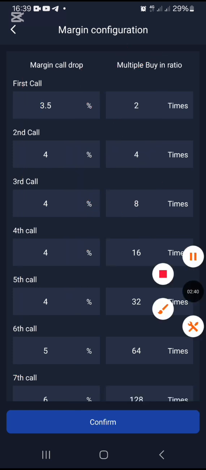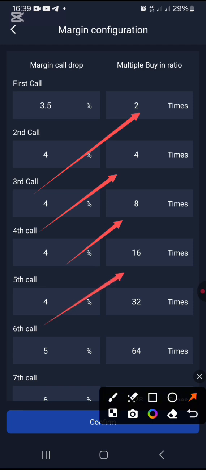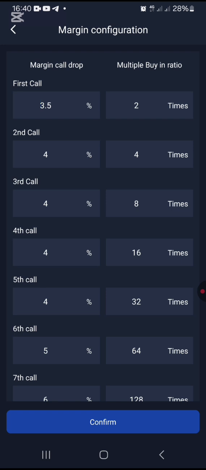And when you change to this side of the multiple buying ratios, you can see that it is a 2, a 4, an 8, a 16. This is called dollar cost averaging, DCA. The robot is buying more than it bought last time at lower prices. So when a coin falls by 3.5, the robot will put in 2 times more than it bought in the first buying amount or in the previous margin call.